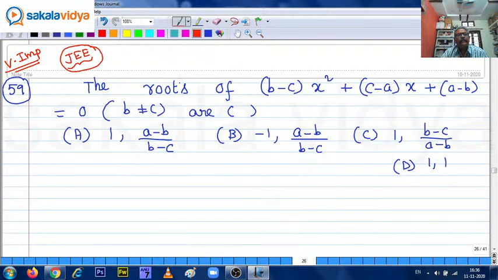So whenever these kind of problems are given, check the sum of the coefficients. If the sum of the coefficients is 0, then we say that 1 is one root, and the product of the roots itself is the other root. Very good.